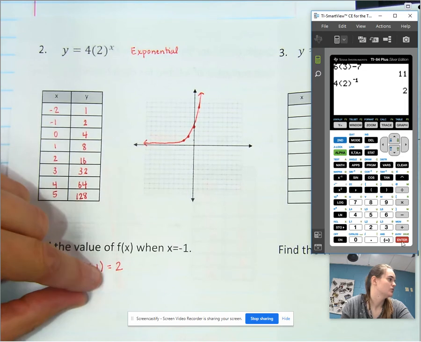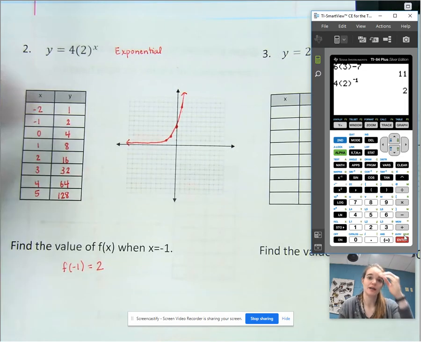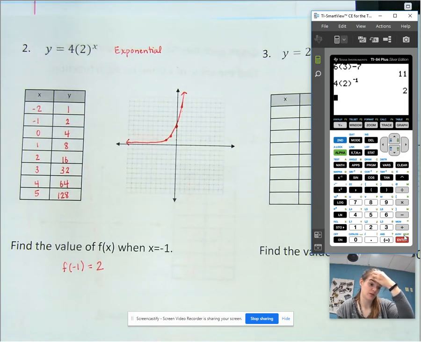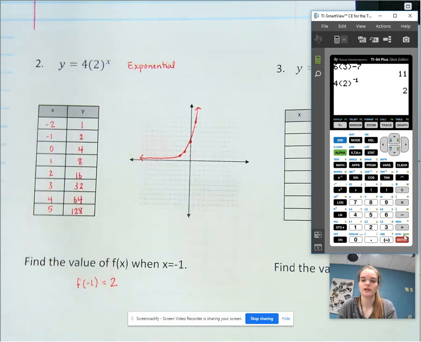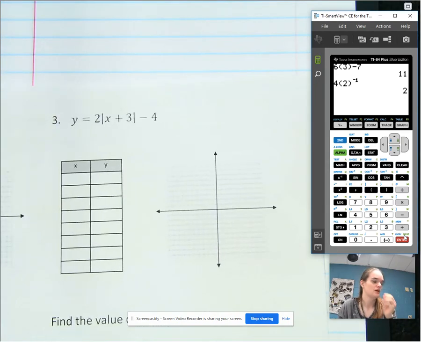And we get 2, like we found. So you could do it either way, okay? So don't get stumped on doing it on your homework or test or quiz or whatever. You can plug it in if you don't understand, okay? All right, number 3. I want you to pause the video and do this on your own.